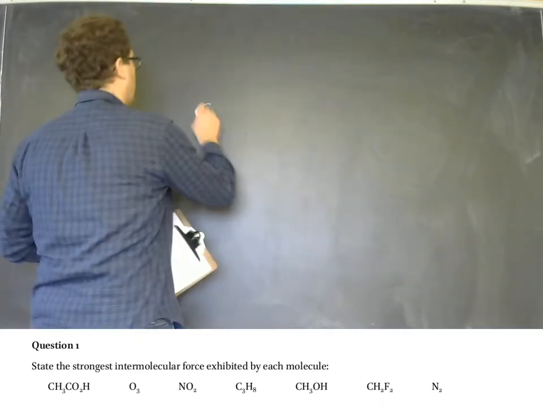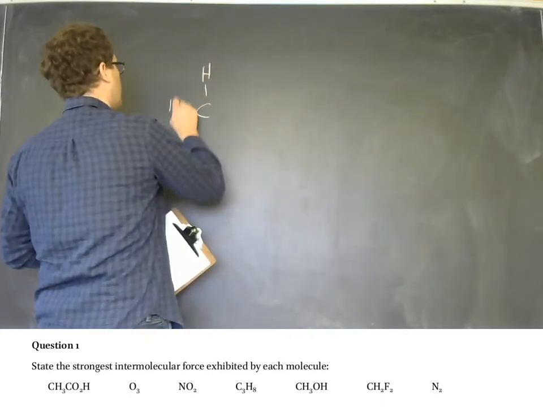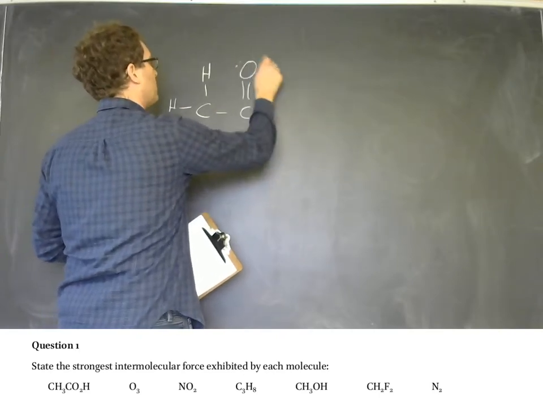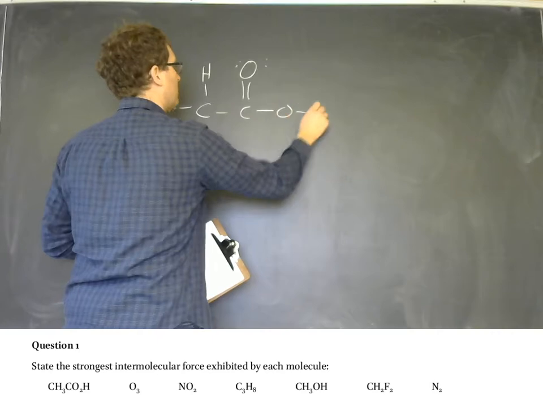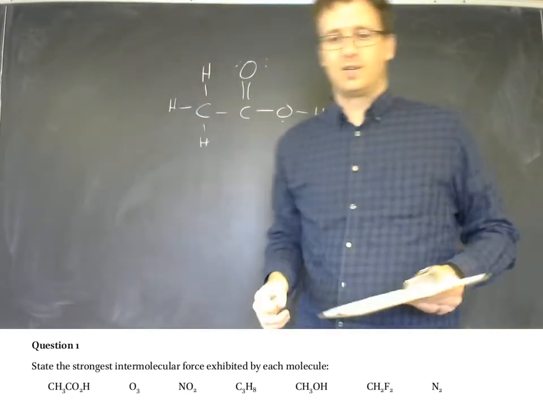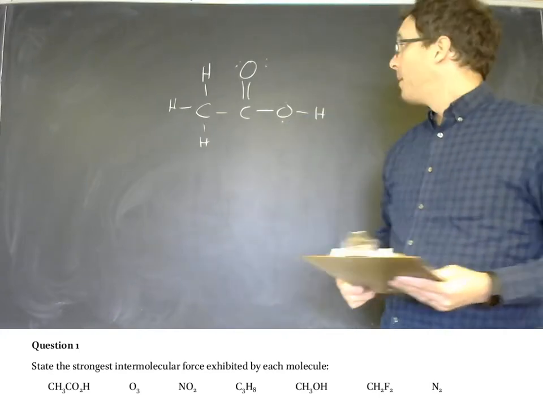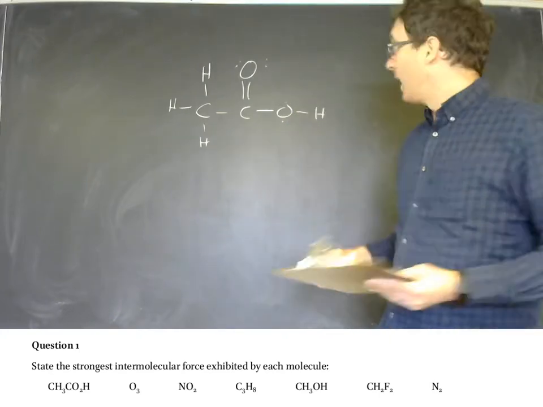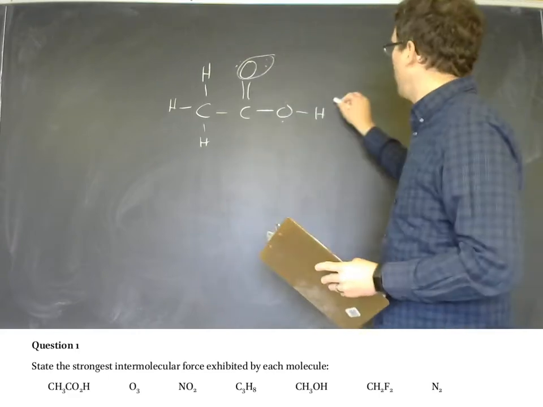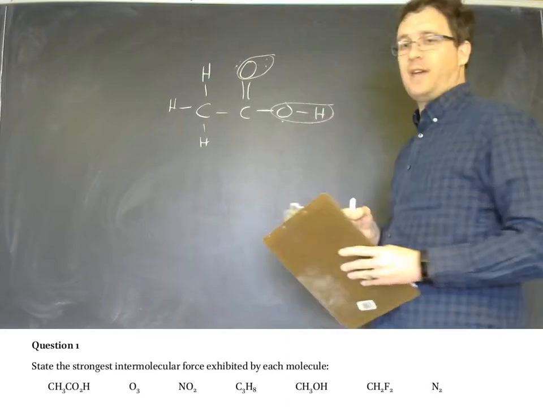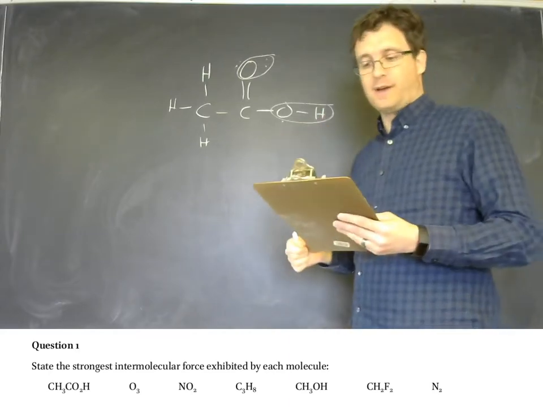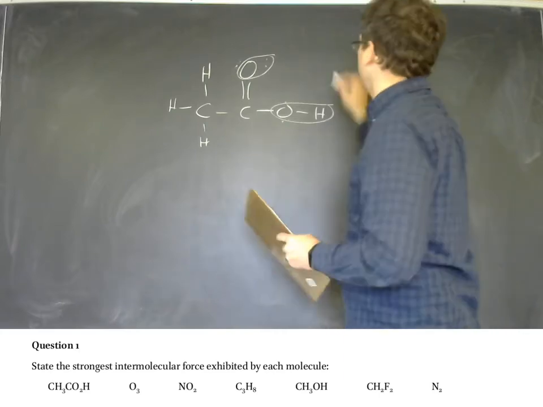CH3COOH has a carbon, hydrogen, hydrogen, hydrogen, carbon, oxygen, oxygen, hydrogen. That condensed structural notation is perhaps a bit confusing at first, but that's the molecule. And we see here we've got a lone pair on an oxygen and a hydrogen attached to an oxygen. And so this molecule is capable of hydrogen bonding. The next molecule, let me erase this.